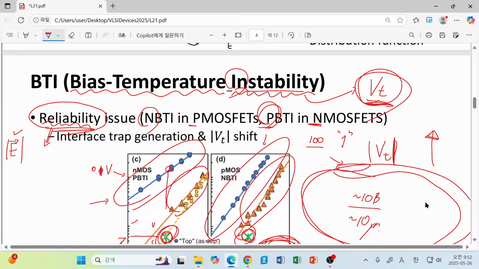So in former times, when we had planar MOSFET, NBTI was the only problem. Nobody cared about PBTI. And after that, people said, oh, PBTI is also important. And nowadays, PBTI is sometimes more important. That is the current situation, and nobody knows what will happen if we introduce new technology.